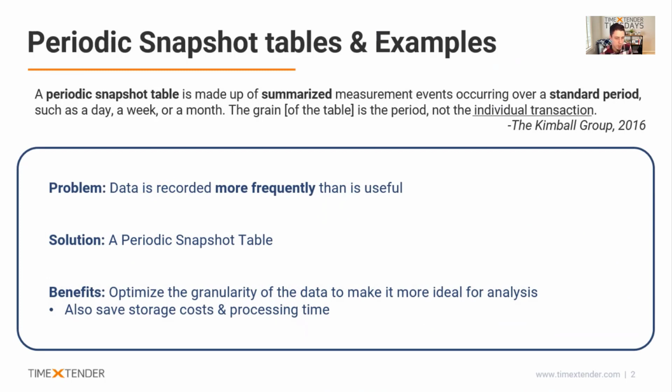So the problem is when data is actually recorded more frequently than is useful. We used that example of the temperature being measured every single second. Well, it's not actually useful for most purposes to know what the second by second temperature was. It doesn't matter what the temperature was 10 seconds ago. I know it probably hasn't changed much from now, right? But measuring the temperature hour by hour or day by day, now that's going to be important. So by aggregating up, we're actually able to find data that's more useful. So a periodic snapshot table is the solution to that, and it's meant to optimize the granularity of the data to make it more ideal for analysis.